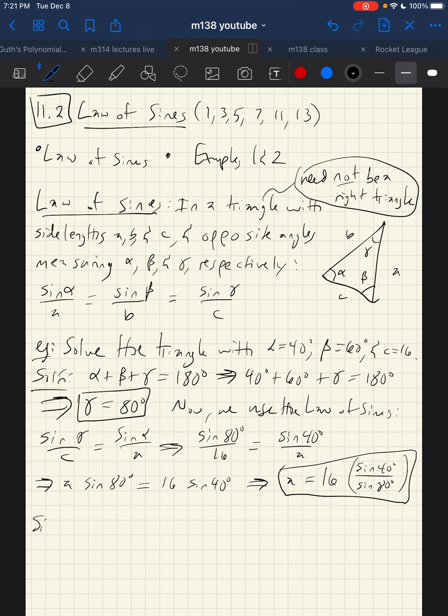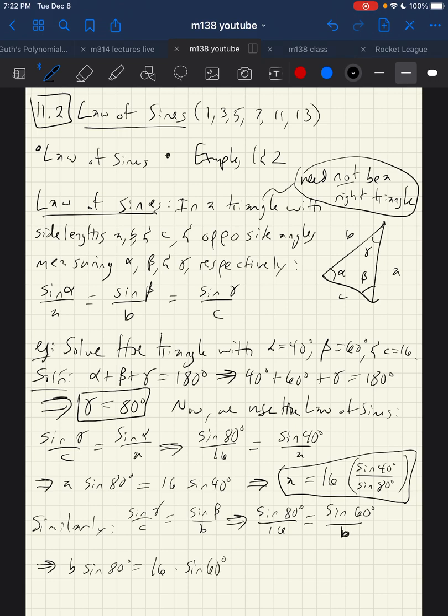Similarly, I can use the law of sines again and get that sine gamma over c equals sine beta over b. I can use this equation to solve for b. I plug in what I know, and I have again sine of 80 degrees over 16 equals sine of 60 degrees over b. Do the same thing, but now I'll multiply by 16b instead of 16a. So I get b times sine of 80 degrees equals 16 times sine of 60 degrees.